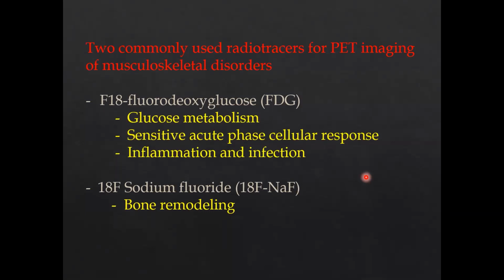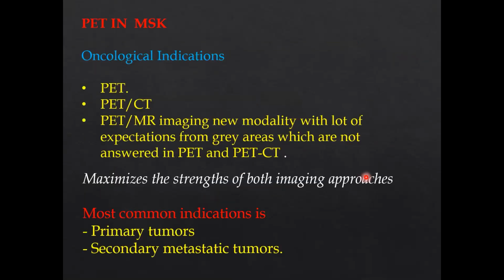So coming to PET in MSK, the major indications are oncological indications where PET alone, PET CT or PET MR imaging can be used. PET MR is a new modality with a lot of expectations for gray areas which are not answered in PET and PET CT, because MR is highly sensitive for soft tissue imaging. Here it maximizes the strength of both imaging approaches, and the most common indications are primary tumors and secondary metastatic tumors involving the musculoskeletal system.